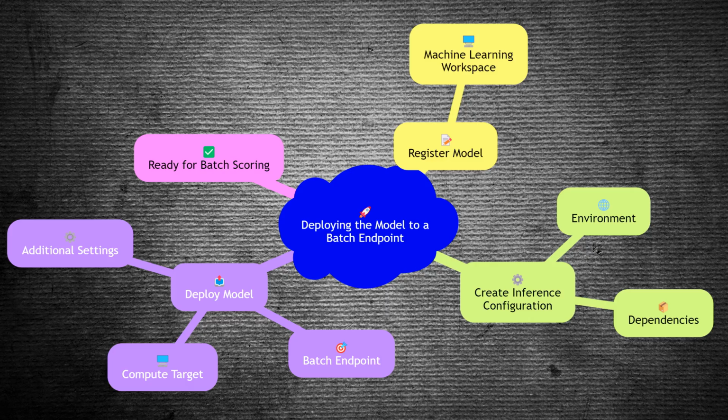Deploying the model to a batch endpoint involves several steps. First, you need to register the trained model in your machine learning workspace. Next, you create an inference configuration that specifies the environment and dependencies required for the model to run. Finally, you deploy the model to the batch endpoint, specifying the compute target and any additional settings. This process ensures that your model is ready to handle batch scoring jobs.